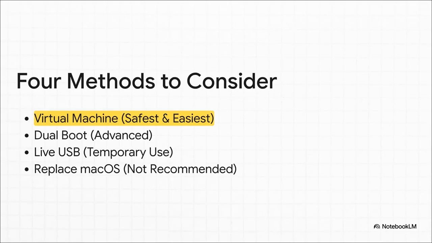Okay, so here are the 4 main ways you can go. The first one, using a virtual machine, is the one we're going to recommend for pretty much everyone. It is by far the safest and easiest way to get started. Then you've got dual booting, which is definitely more advanced. A live USB is fantastic if you just want to try things out temporarily. And, well, there's replacing macOS completely, which, trust me, we really don't recommend.